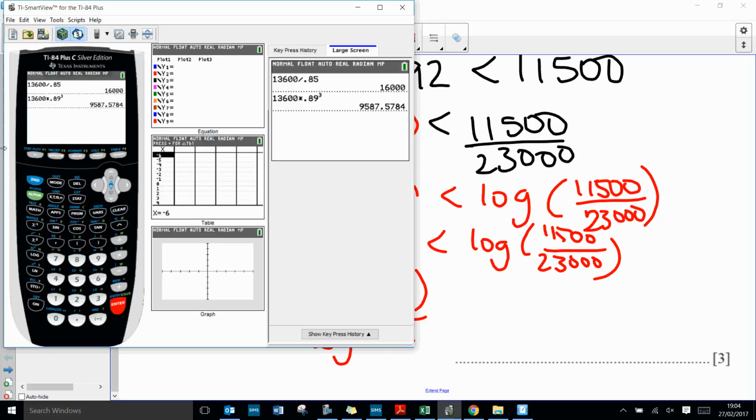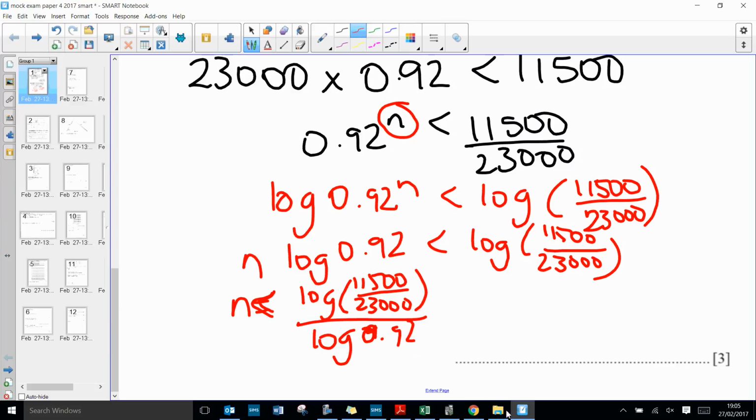I'm going to do this as a fraction so I don't make any mistakes. So that's log, and then I've got a fraction inside here too. So it's log of 11,500 over 23,000, and that's over log of 0.92.